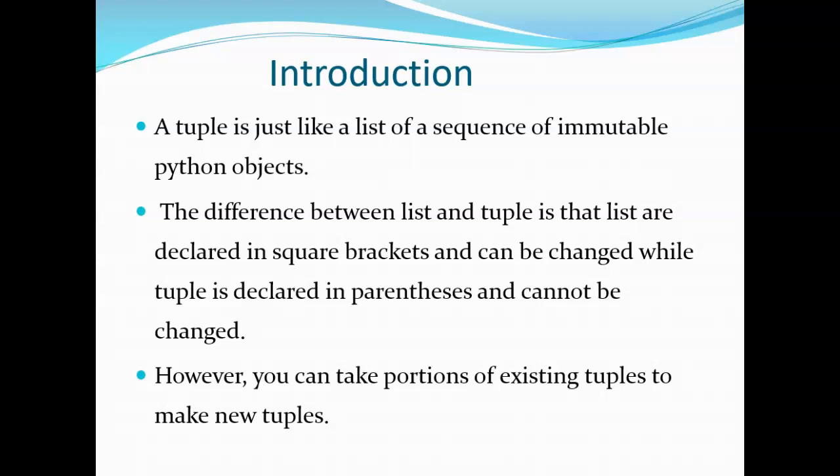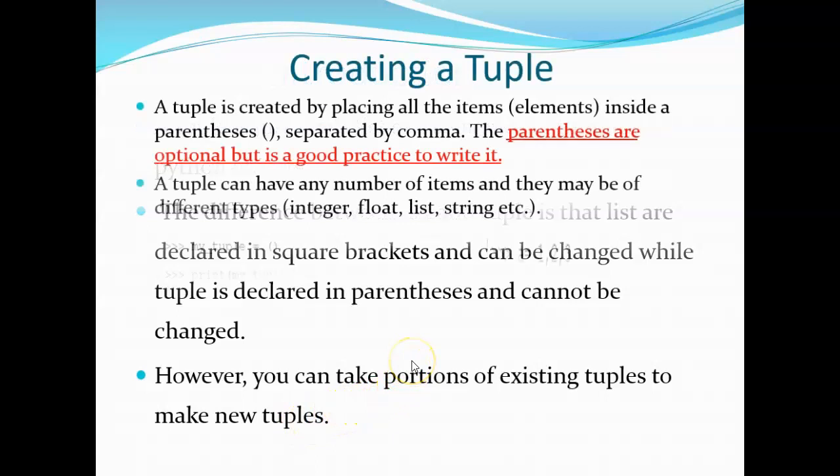If you compare with the list, a list is mutable, whereas a tuple is immutable. And moreover, one more difference is that for a tuple we are going to use parentheses, whereas for a list it is square brackets. The difference between list and tuple is that lists are declared in square brackets and can be changed, while a tuple is declared with parentheses and cannot be changed. However, you can take portions of existing tuples to make new tuples.